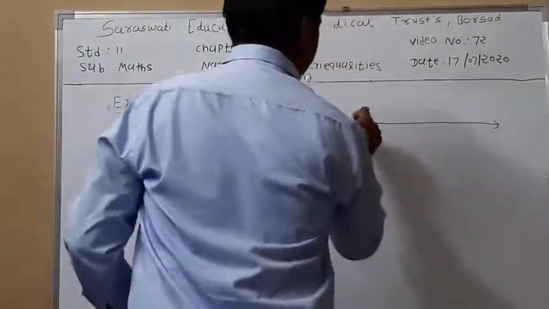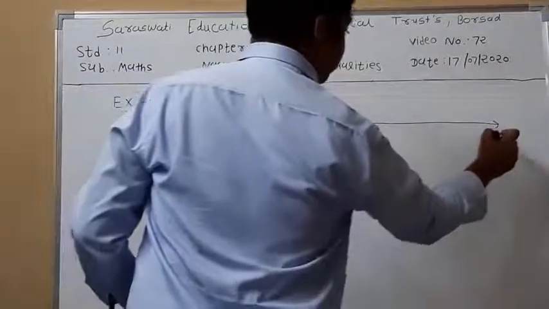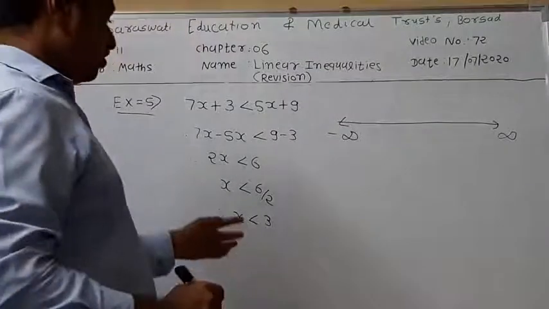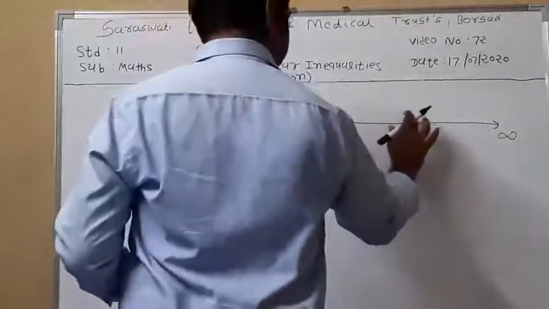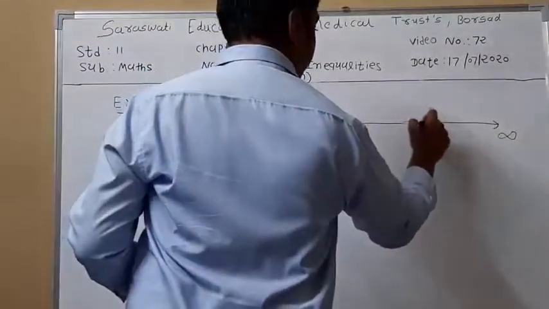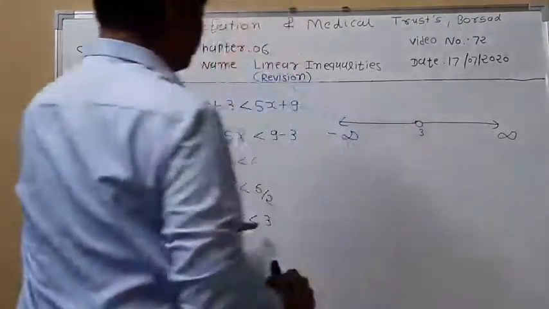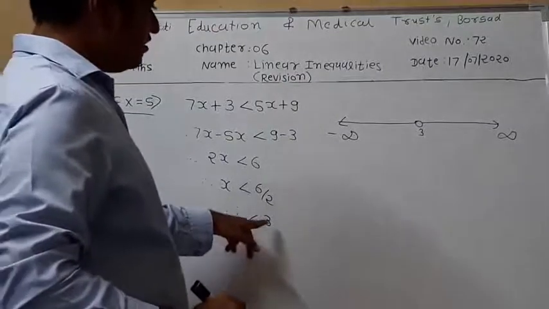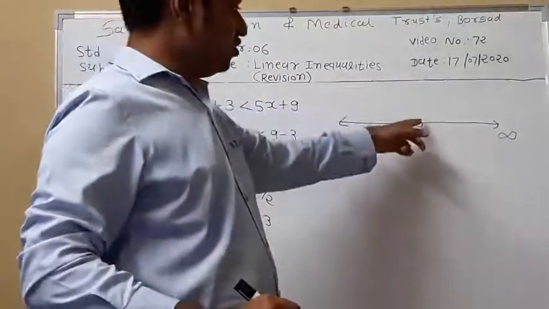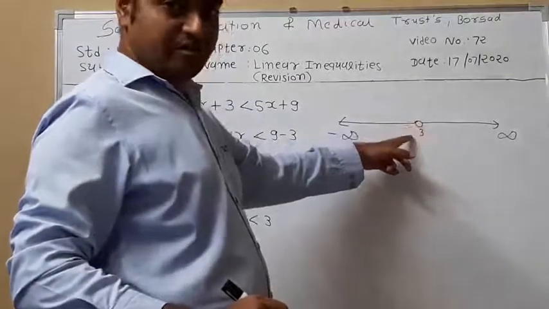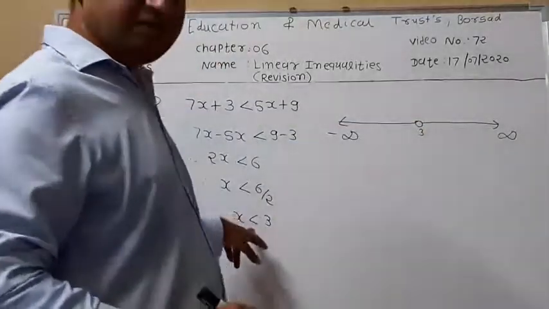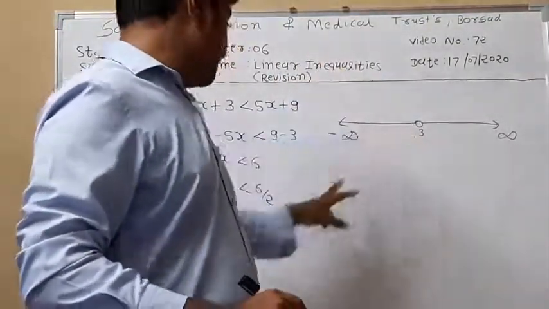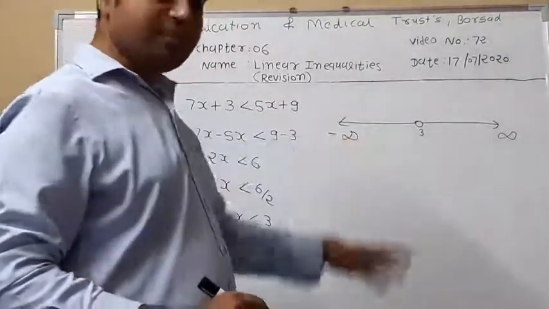first of all, draw one number line. Here we write minus infinity and here plus infinity. Now the position of 3 is here, so we write 3 here. Now a strictly less than form is present, that means we draw a hollow circle. Remember, if the less than or equal form is present, we draw a dark circle. A strictly less than form is present, that's why we draw a hollow circle.